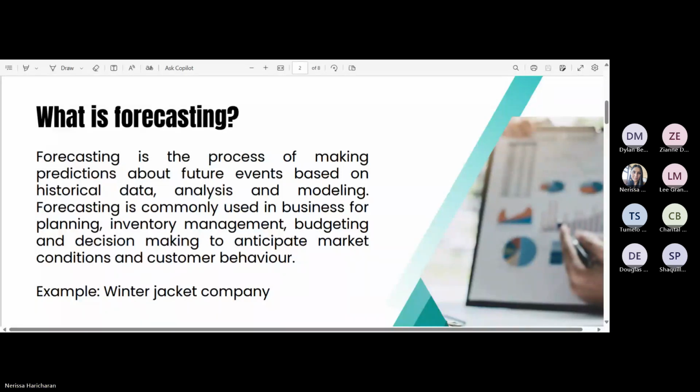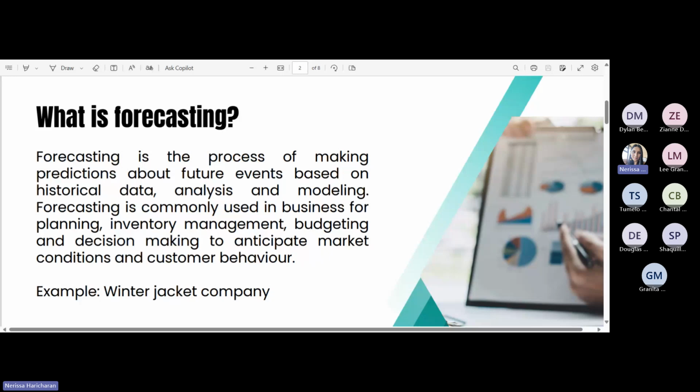So an example that I have here is a winter jacket company. Let's call it XYZ Clothing. This specific company would sell winter jackets, and they basically want to predict how many jackets they're going to be selling in an upcoming winter season. So they have to use historical data, different market trends, and any sort of external factor that can be used to create a forecast.